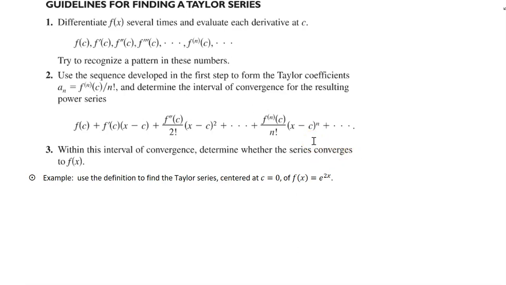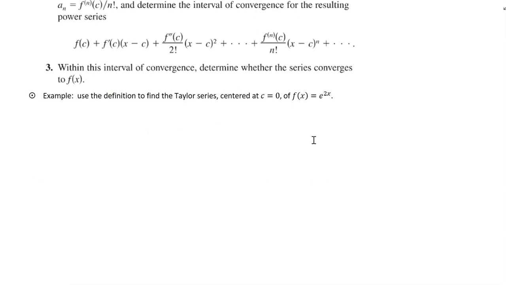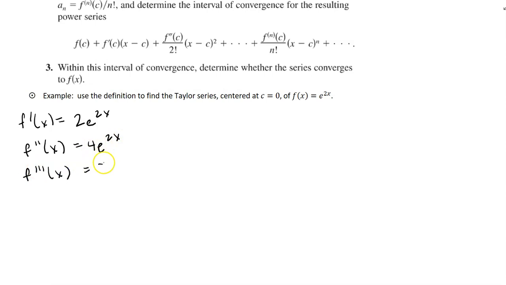It says use the definition to find the Taylor series centered at c equals 0 of f of x equals e to the 2x. So I'm just going to find a couple of derivatives so we can start to see a pattern. I know that f prime of x here would be 2 e to the 2x. The second derivative would then be 4 e to the 2x. The third derivative would then be 8 e to the 2x. And the fourth derivative would then be 16 e to the 2x. If you don't see the pattern yet, you can keep going, but I see it here.